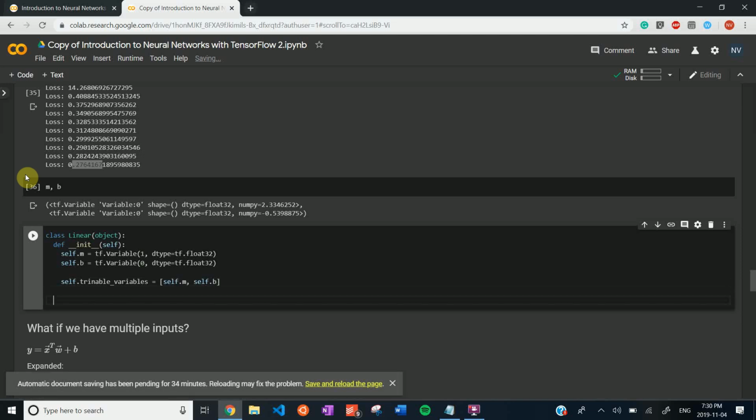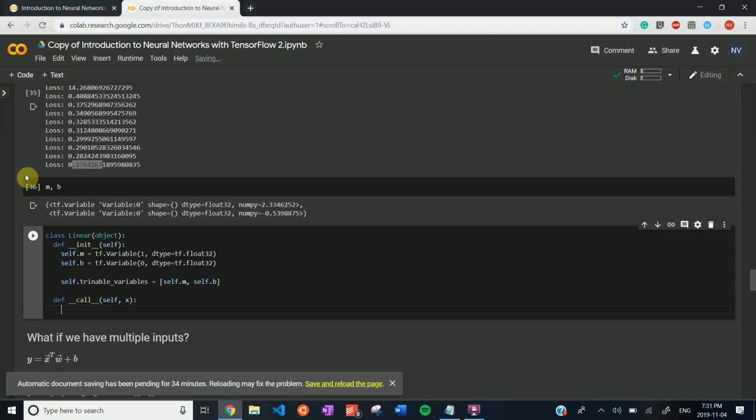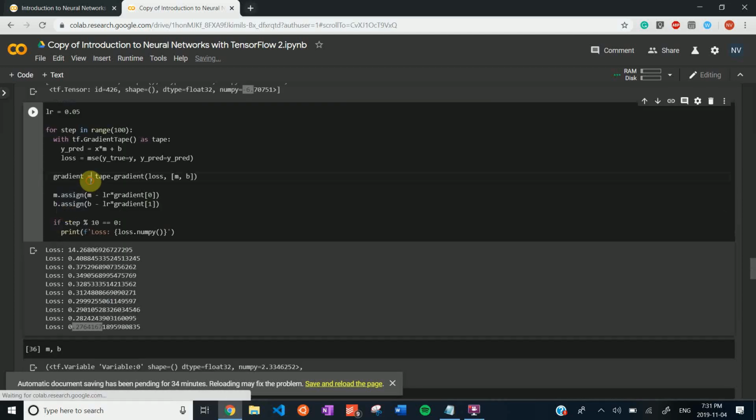Cool, so we have the variables that we want to use in our model. And I'm also going to define this dunder call method. And it's going to take as input some variable x. So dunder call essentially lets you use the object as a function. If you're not really familiar with how that works, we'll see how that works very soon. But essentially, we're going to return whatever the result of the slope multiplied by x plus b. And so this is going to make our training loop a little bit nicer.